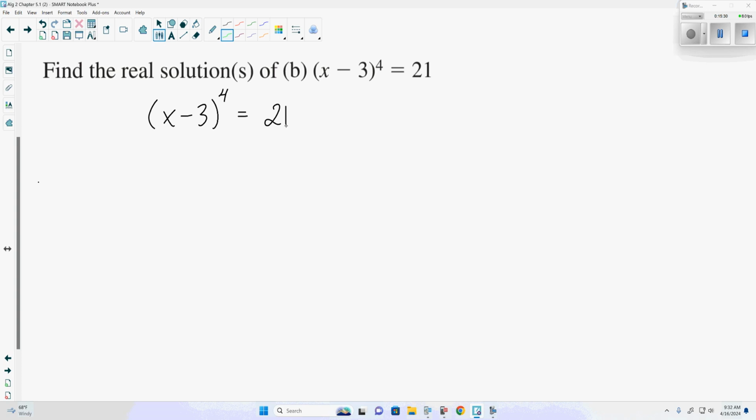Now we can move to step 2, take the nth root of both sides. We would take the what root? Fourth. Because the fourth root of x minus 3 to the fourth is the fourth root of 21. The fourth root of 21 does not have a nice root. But our index is 4, which is even. So we could have no real roots, one real root, or 2.